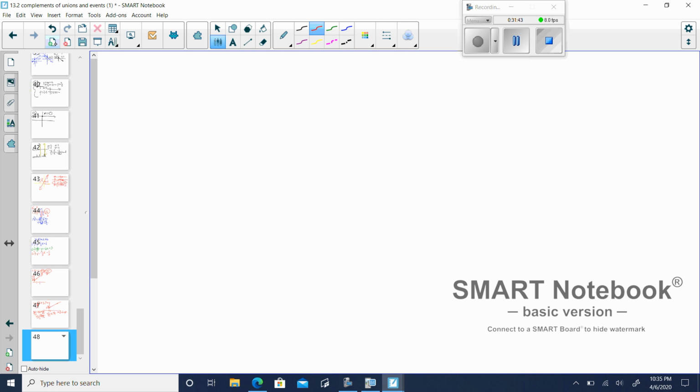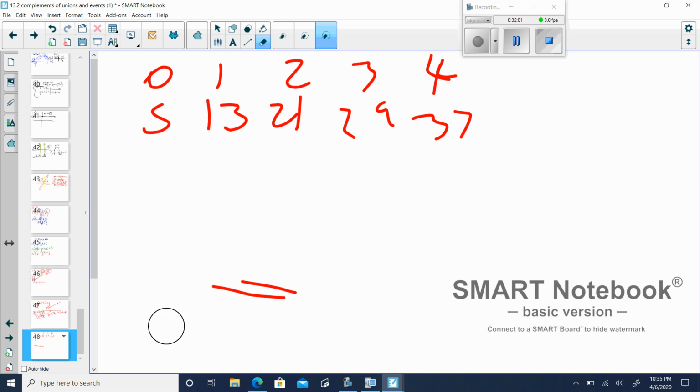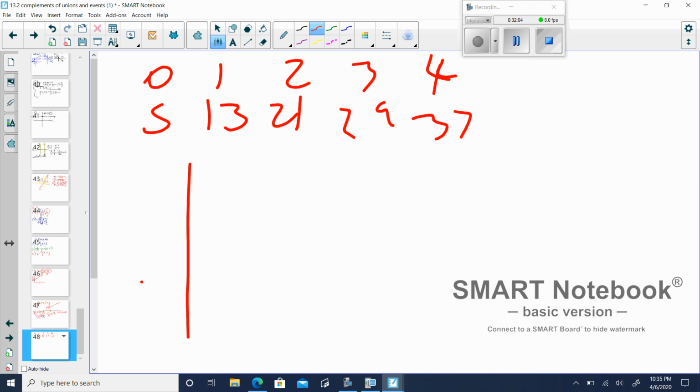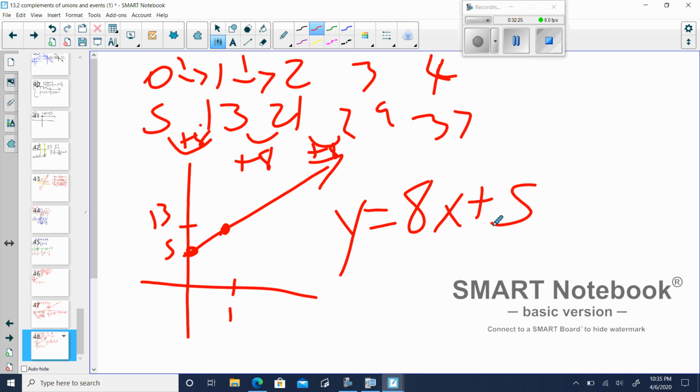Still rocking and rolling on this thing. Write an equation in slope-intercept form for the table shown below. So 0, 5, 113, 221, 329, 437. Okay, so 0, 5. And it looks like we're going up 8 each time. So every time I go up 1 on the x-axis, I'm increasing by 8 on my y. So that tells me y equals 8x plus 5. Boom.